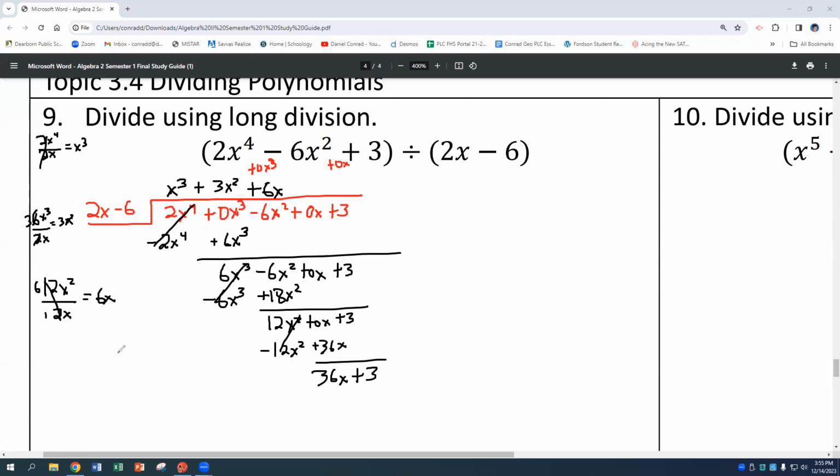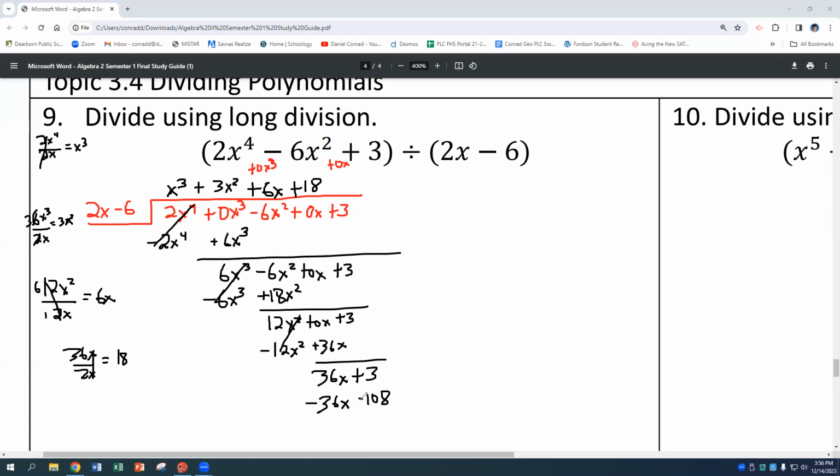This is going to be 18, right? So 36x divided by 2x is going to give me 18. So I'm going to do plus 18. 18 times 2x is 36x. 18 times negative 6 is negative 108.